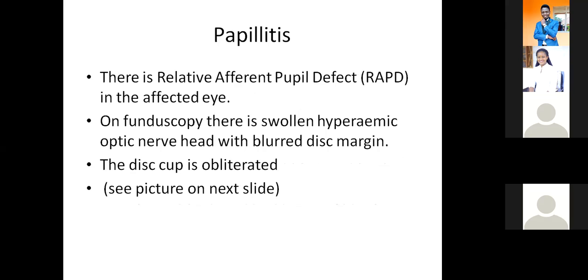And there is always a relative afferent pupillary defect. That is because the fibers of the optic nerve are being damaged by inflammation, so the amount of pupillary reaction on that eye is reduced. And on fundoscopy, you see a swollen and hyperemic optic nerve head. The disc margin is blended with the surrounding retina, so you don't see a clear, distinct margin where the optic nerve head ends. That's what we call blurring of the disc margin. And the normal cup within the optic nerve is obliterated because of the swelling, the edema.